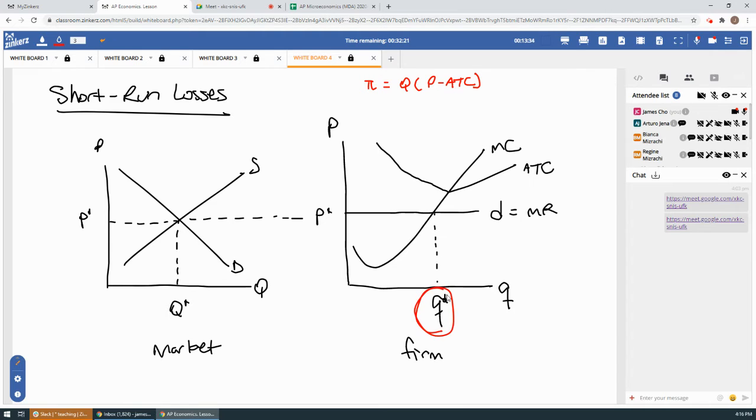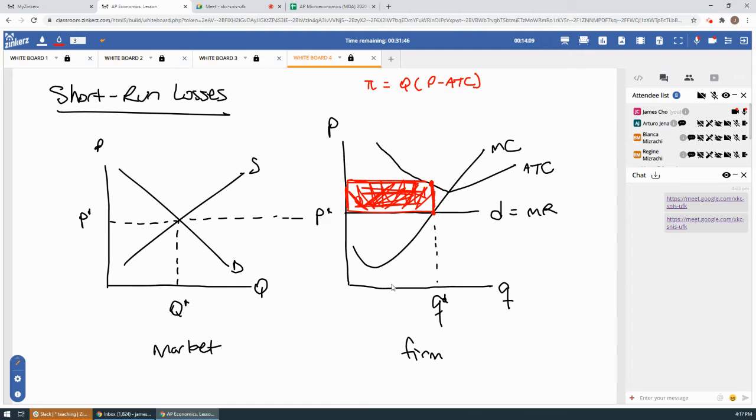At Q star, here's my price. At Q star, here's my ATC. So here's my P minus ATC distance, but you see that this is the P and this is the ATC. So it is a distance, but it's kind of like a negative distance. So if I do P minus ATC now, and I multiply that by Q, what does this box here, what does this area represent?